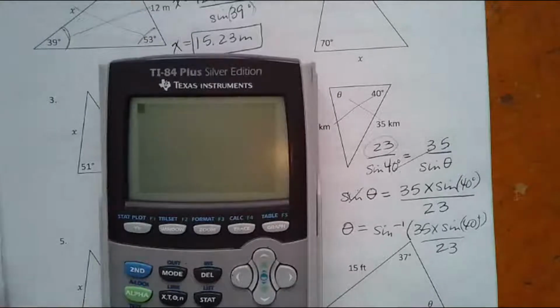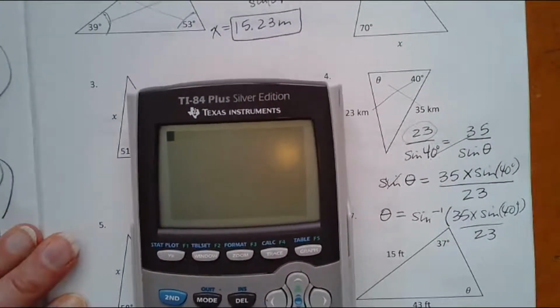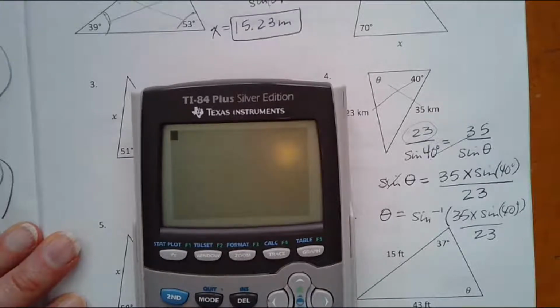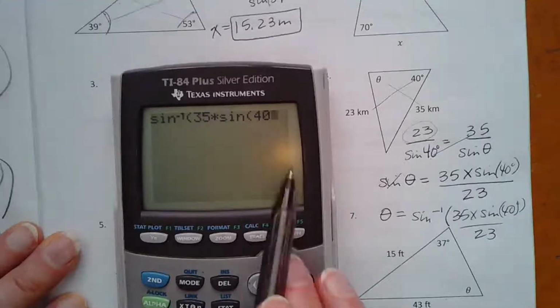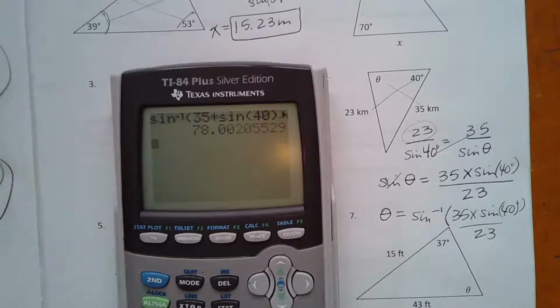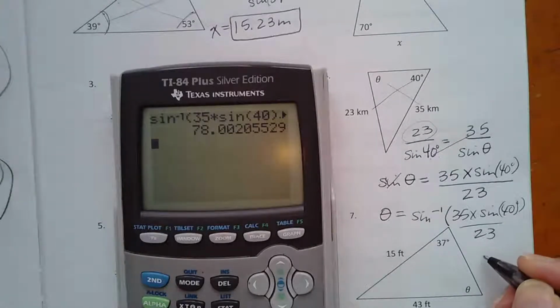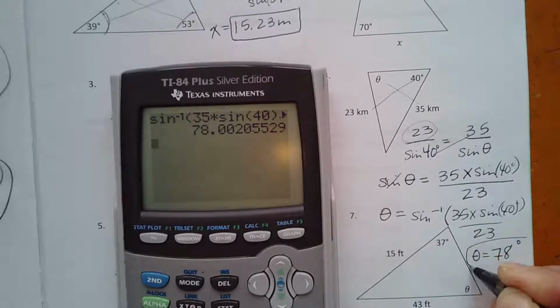And I don't know if you guys can see this because it's not very bright, but in my calculator, right above sine, there's the shift sine button. So I shift sine 35 times sine 40, and I'm going to close my bracket, divided by 23, and I'll close another bracket because the calculator opened, and I get theta equals 78.00 degrees. Okay.